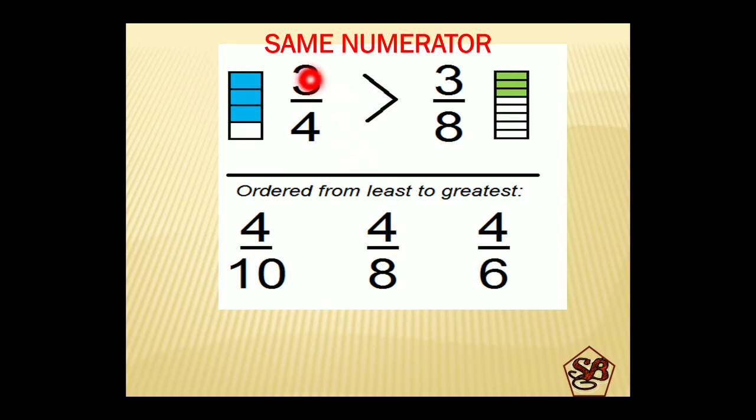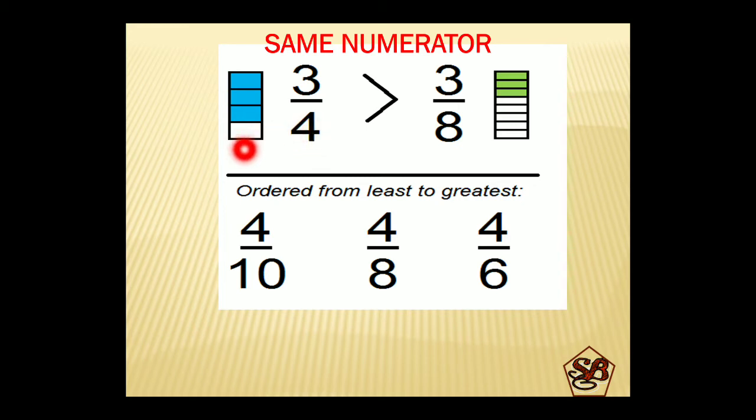Here, same numerator. Now, in the previous slides, we were discussing when the denominator is the same. But what happens when the numerator is the same? It works in the opposite way. The smaller the denominator, the bigger the fraction.